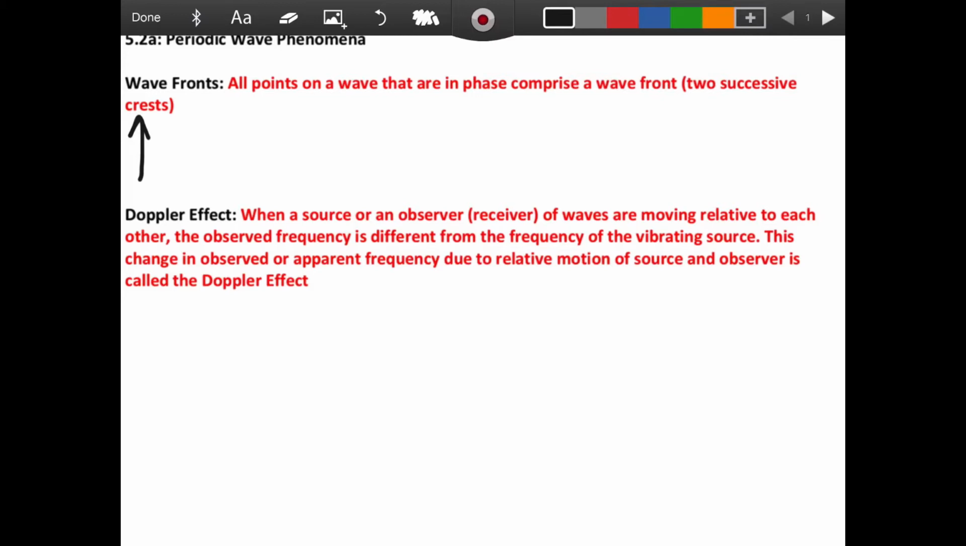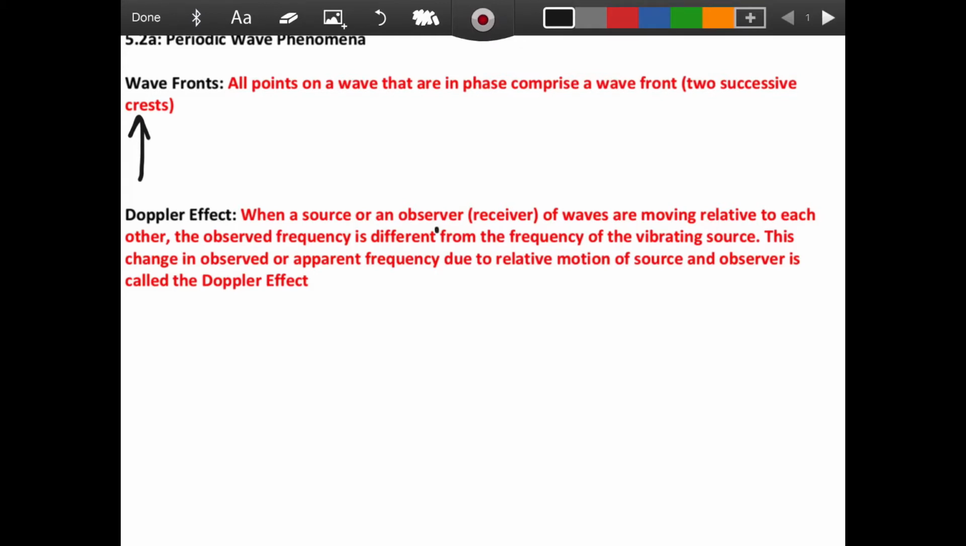The first one we're going to dive into is the Doppler effect. This can be defined as when a source or an observer, a receiver of waves, are moving relative to each other, the observed frequency is different from the frequency of the vibrating source. This change in observed or apparent frequency due to the relative motion of source and observer is called the Doppler effect. You may have seen this in earth science, and we'll get into that in a little bit.